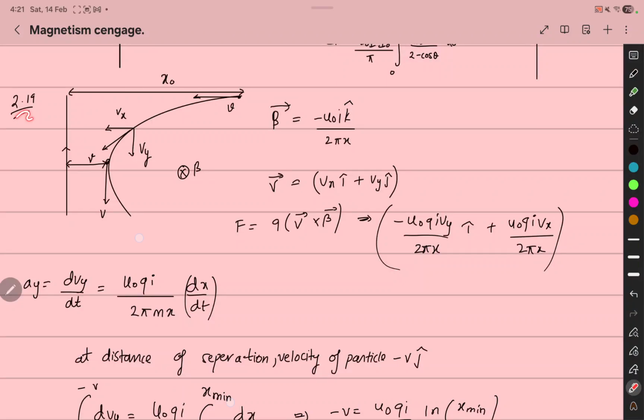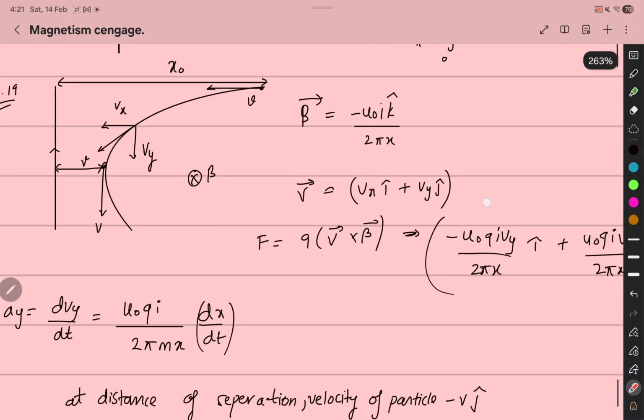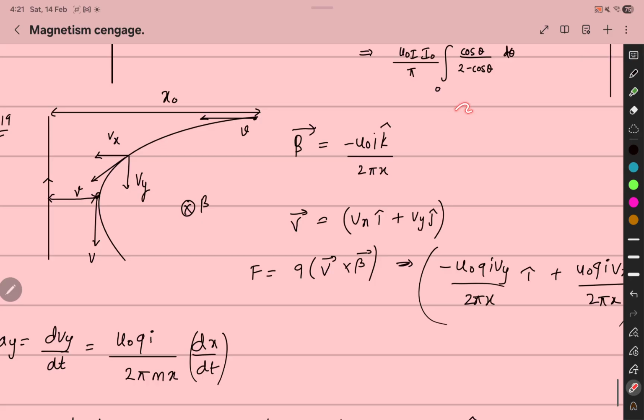Hello everyone, in today's video we'll be discussing this problem which is taken from Cengage, which is an exact copy of the JEE Mains 2025 hardest physics question.